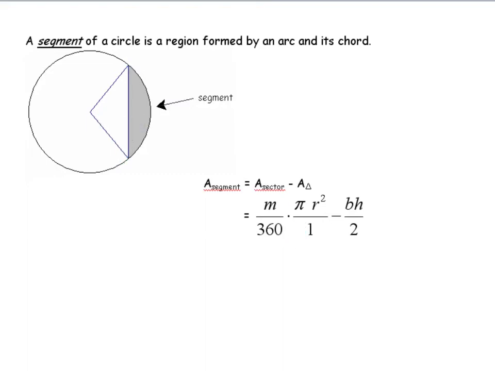So you're going to take what we just did, the sector, the measure over 360 times pi r squared over 1, and subtract the triangle that you get, base times height over 2. This becomes a little bit difficult because you have to remember how to find the area of a triangle if you don't necessarily have all the parts.